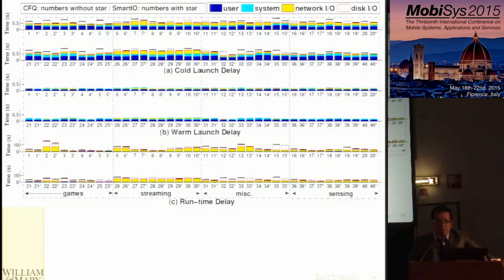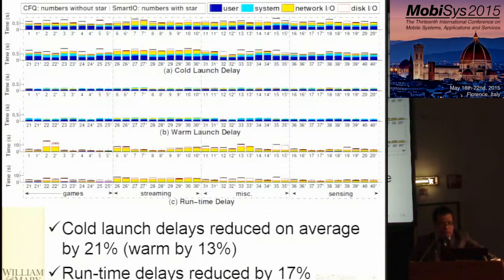We also evaluate our solution on different situations, such as cold launch delay, warm launch delay, and runtime delay. Cold launch delay is clear: you don't have data in the cache, while in warm launch delay, it's in the cache. Runtime delay is the time required to complete a predefined set of user events issued by Android Monkey. What we can see is that cold launch delays are reduced on average by 21%, and warm launch delays only by 30%. So the question is why?